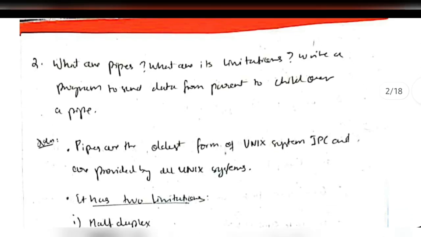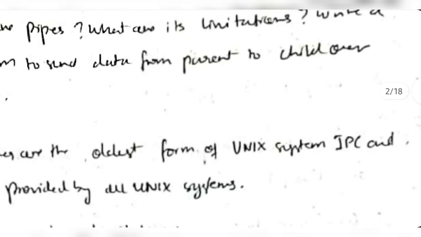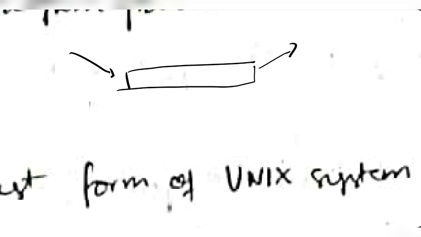What are pipes? What are its limitations? Write a program to send the data from parent to the child over a pipe. So what is basically a pipe? We all know what a pipe is. It transfers the data from one part to another part. That's basically a pipe.